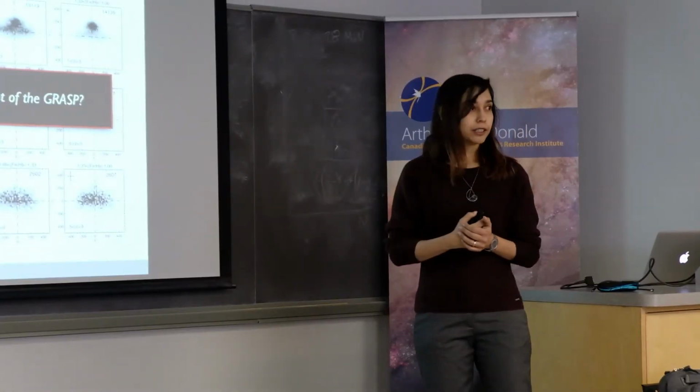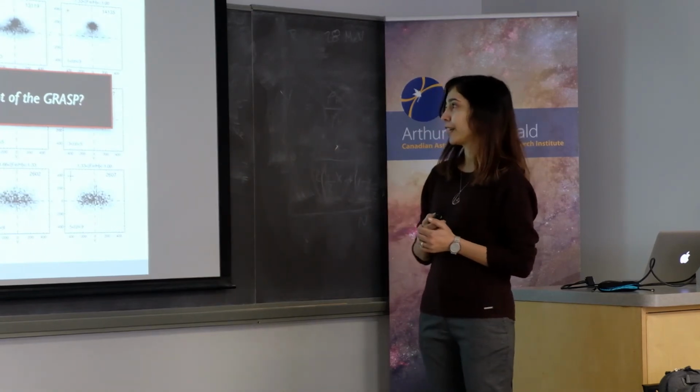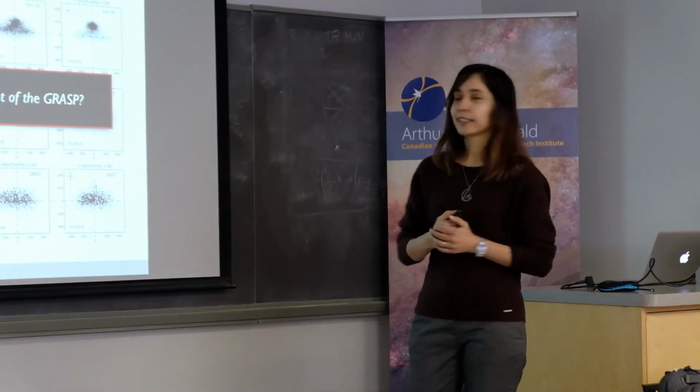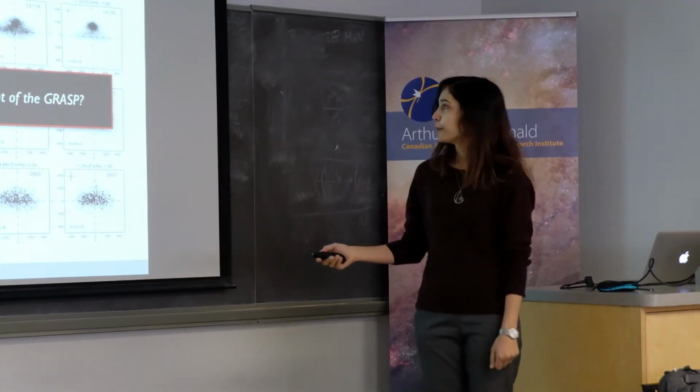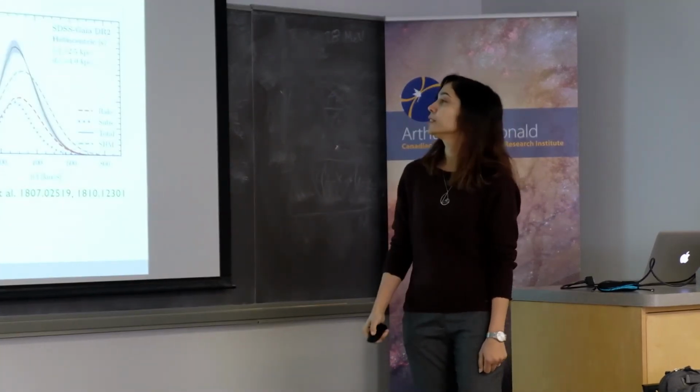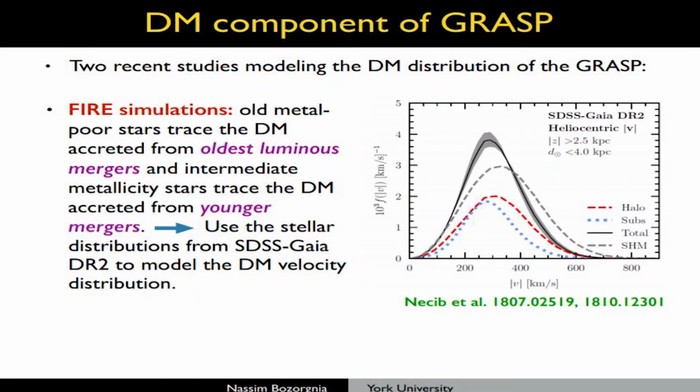And there is actually a lot of interest in this, and a few papers which pointed out that this can significantly change everything. So we wanted to see what the properties of the dark matter component are. I think these two were two of the original papers which looked into this. They model the dark matter velocity distribution of this GRASP. By looking into the FIRE simulation, which is another hydrodynamical simulation, they find that old metal-poor stars trace the dark matter which is accreted from the oldest luminous mergers, and intermediate metallicity stars trace the dark matter accreted from younger mergers.